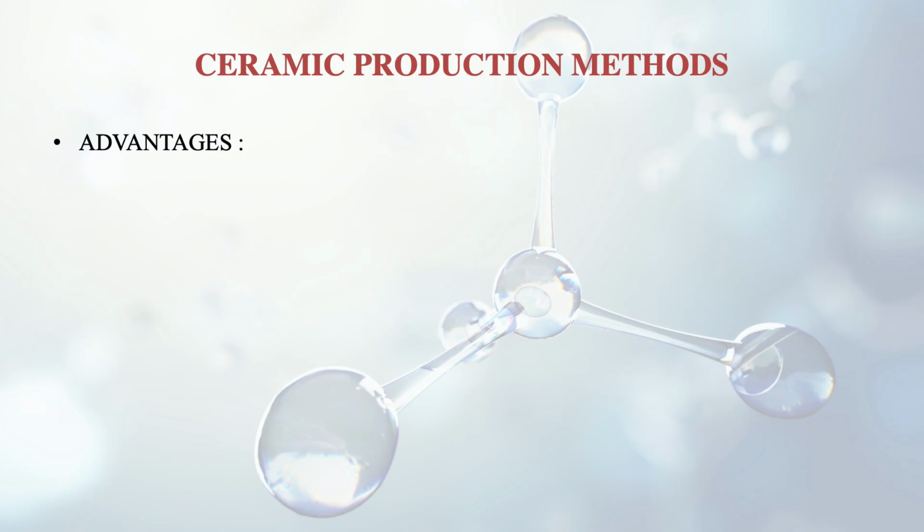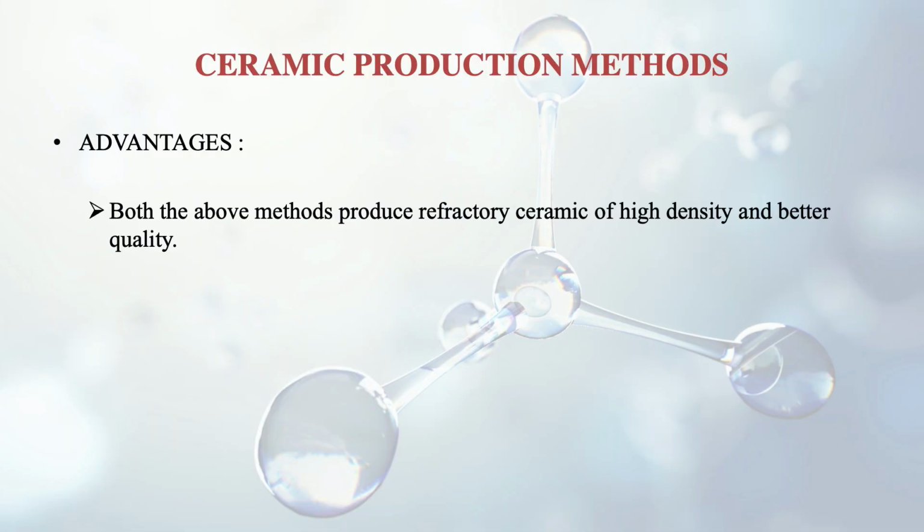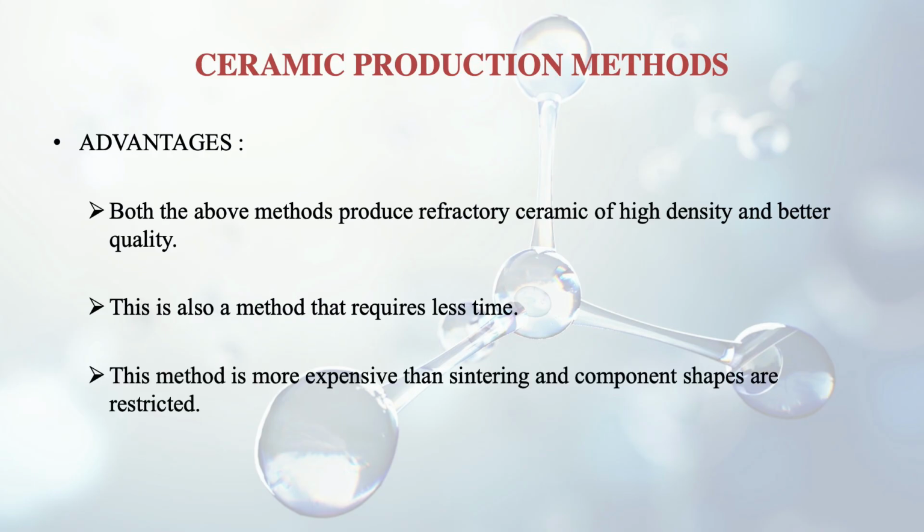So what are the advantages of this process? Both the above methods, meaning the hydrostatic pressure and the unidirectional pressure, produce refractory ceramic of high density and better quality. This is also a method that requires less time than the other methods. So this method is obviously giving us better results and requires less time, but it will be more expensive than sintering, and component shapes are also restricted.